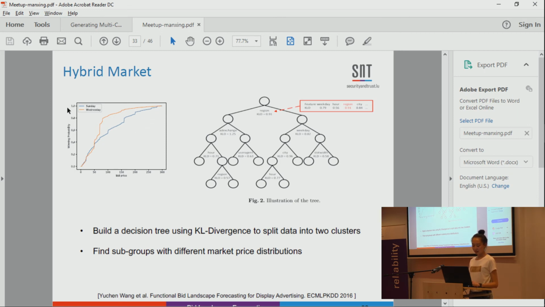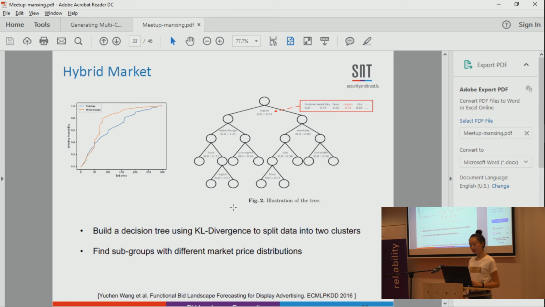But let's take a look at this graph. If I select data from Sunday and some data from Wednesday, you can see that if I bid at a certain price, the winning probabilities are different. So it's not really optimal to use only one model to approximate the winning probability.